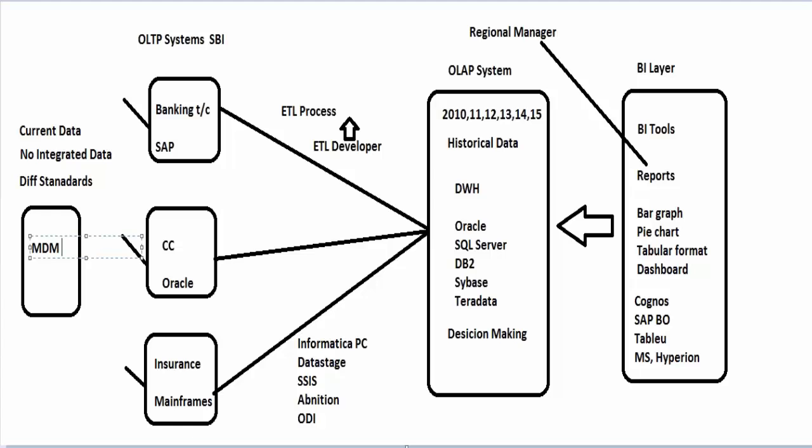In this MDM hub, we'll track the changes. We'll track the standards that are there, and we'll update that back to the source system. So master data management is a process that happens before the warehouse. The warehouse is basically a downstream process. So it's like maintaining the single version of truth across all other applications. Okay.